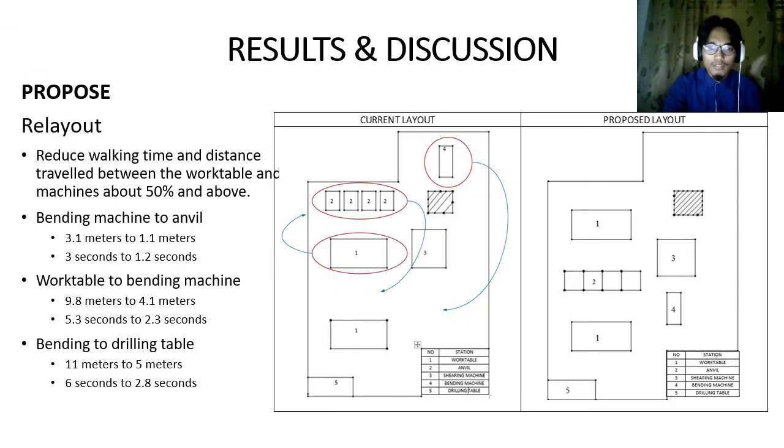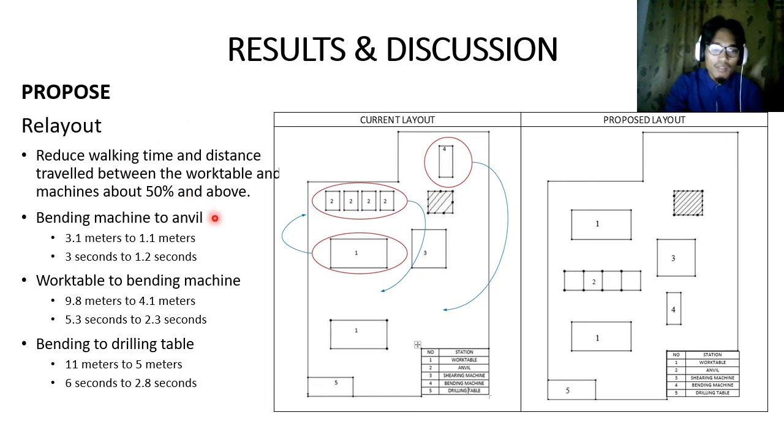Next is layout. This figure shows the current layout for the fabrication workshop. As you can see, the bending machine is located far from the work tables and the anvil is located far from this work table. This can create unnecessary movement. So to reduce the working time and distance traveled, the bending machine is located beside the shearing machines and the anvil is located between the work tables. From this layout, the working time and distance traveled is reduced by around 50% and above.